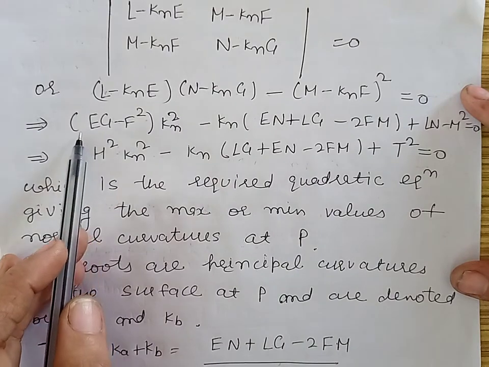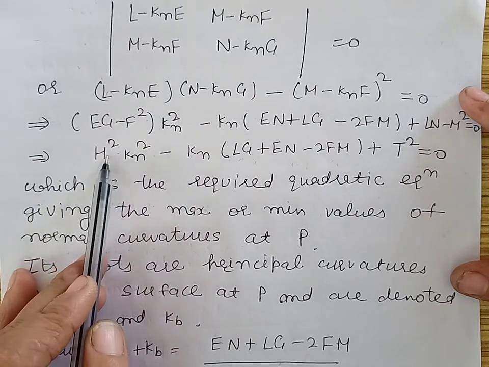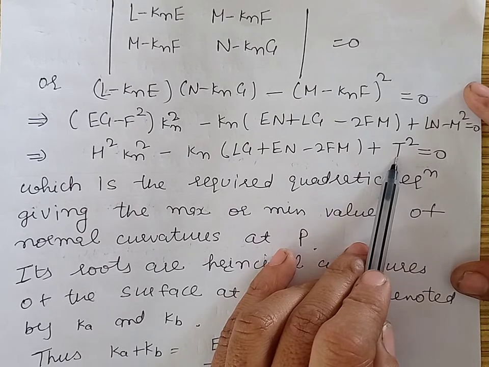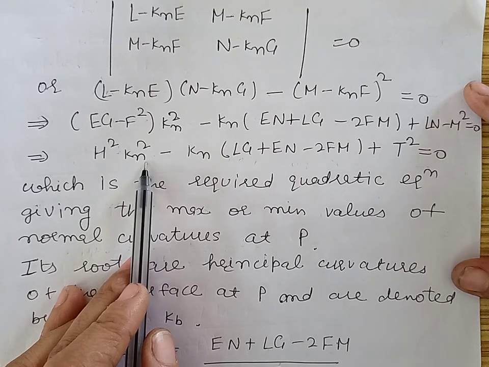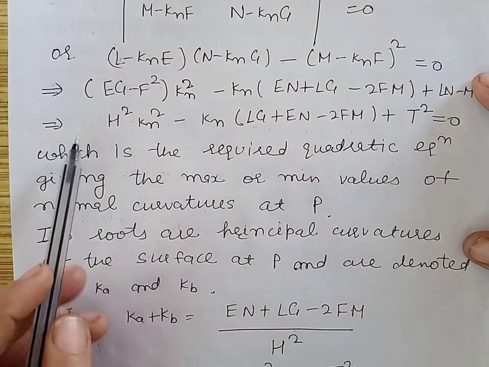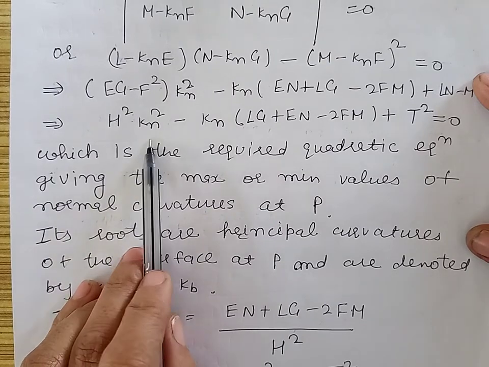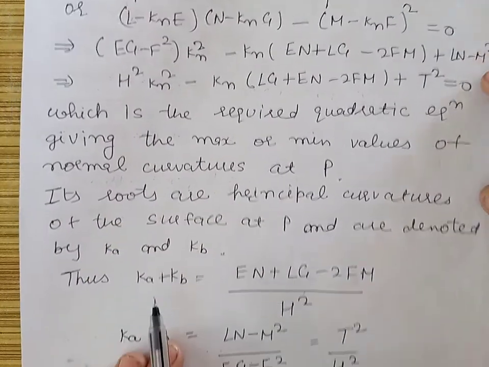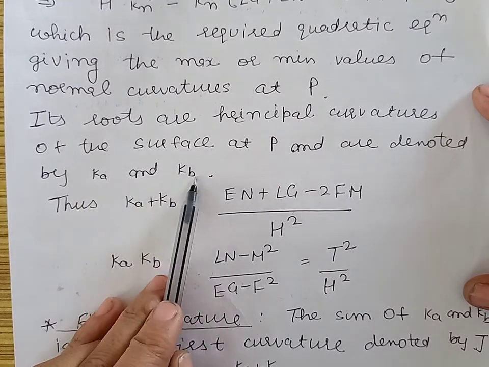As we already discussed in the previous chapter, EG − F² is a quantity H², and LN − M² is denoted by T². So we get the quadratic equation which gives us the maximum or minimum value of the curvature at the point P of the surface. This equation is quadratic and has two roots, and the roots of this quadratic equation are called the principal curvatures of the surface at the point P, and we denote these principal curvatures by κA and κB.